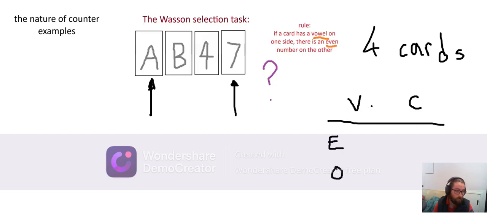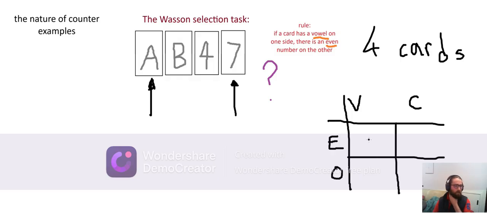And I can draw a little table here. And inside this table are going to be my 4 options: an even vowel, odd vowel, even consonant, odd consonant. And I'm going to write down what these cards actually happen to say behind the column that pertains to them. So A is a vowel, it's going to go here. B is a consonant, it's going to go here. 4 is our even number, so we'll go here. 7 is our odd number, so we'll go here.